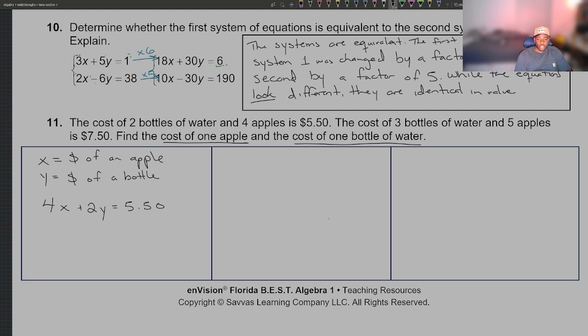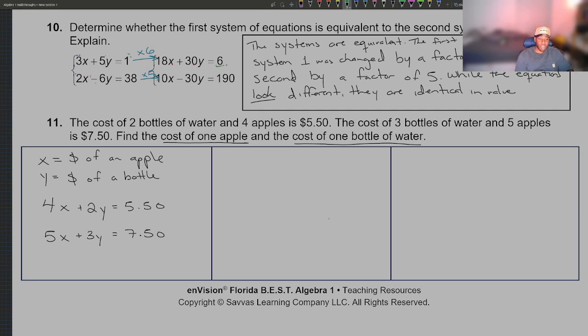All right, remember, our total here usually goes at the end of problems. 4 and 2 we know are our coefficients, because that is how many of each of those items were purchased. We do the same thing for the other set of costs. We know 5 apples, so 5x, and 3 bottles of water, 3y, equals $7.50. So those are going to be our 2 equations that represent the scenario. We're going to take that and begin to think about how we could set it up to solve with elimination.